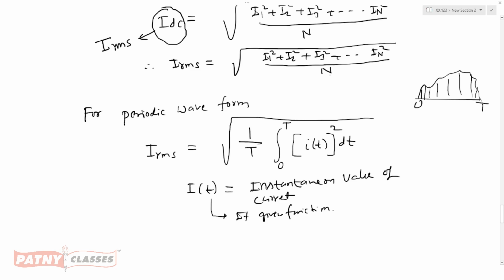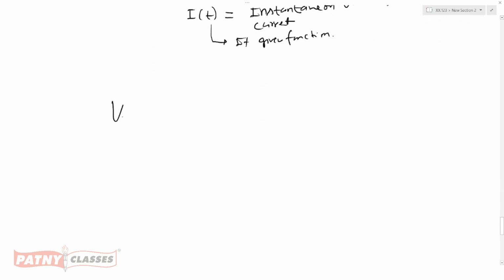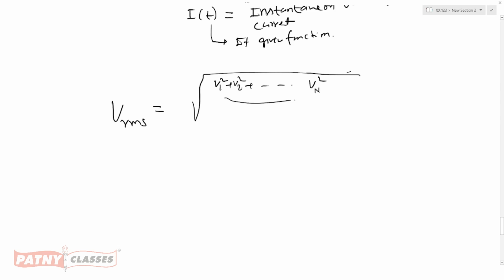Similarly, as we have obtained the RMS value of the current, we can also obtain the RMS value of voltage as well. How to calculate? For example, VRMS you wish to find out. So VRMS equals to under root of V1 square plus V2 square plus and so on Vn square divided by n. By using this expression, we can even find out the VRMS value.